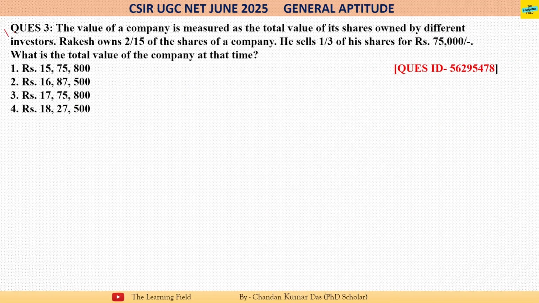Question 3 says that the value of the company is measured as the total value of its shares owned by different investors. Rakesh owns 2 by 5 of the shares of the company. He sells one third of his shares for 75,000. So suppose the total share is X, then Rakesh's share equals 2 by 15 of the total share X.